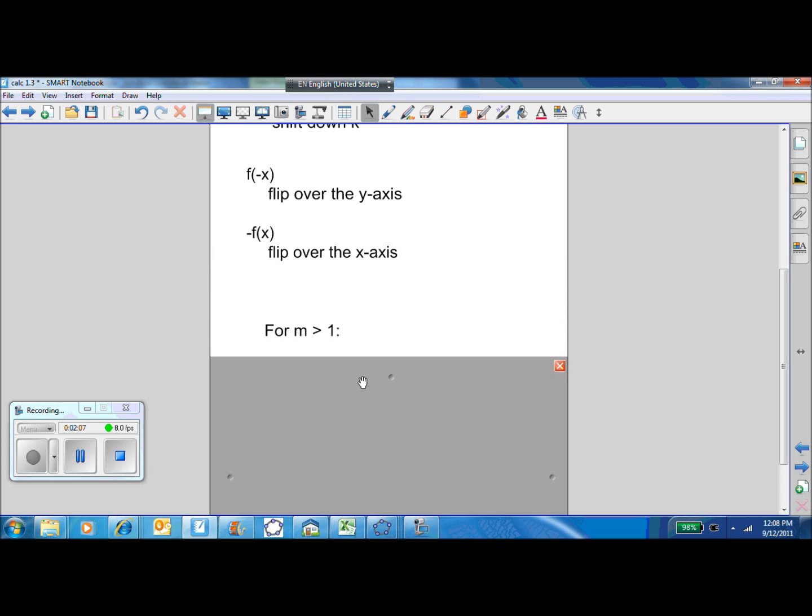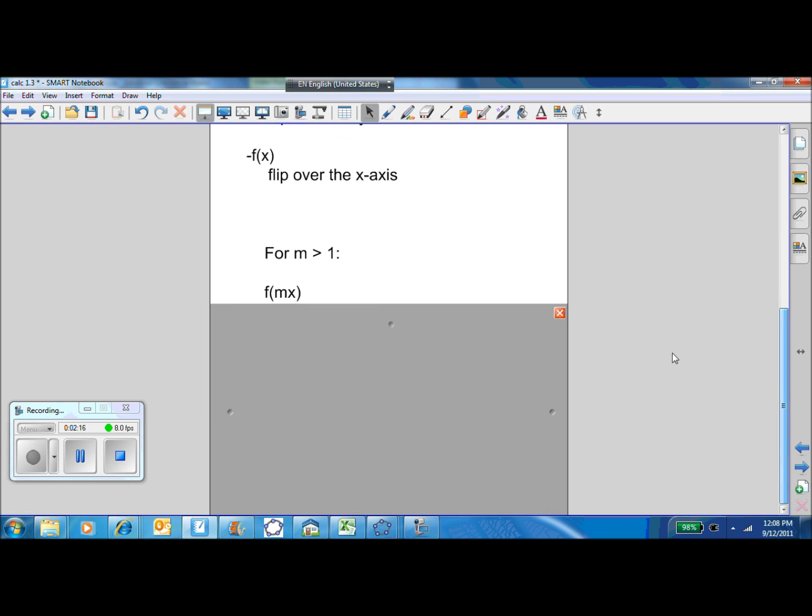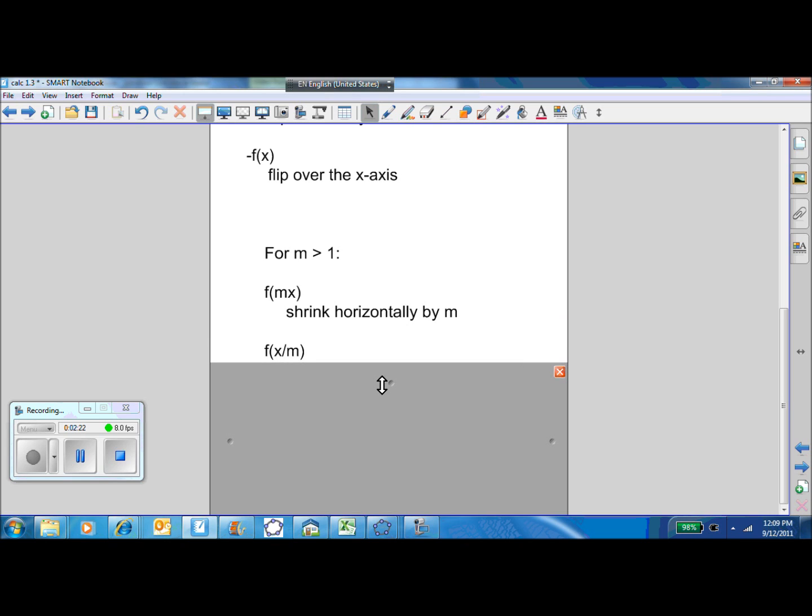Finally, stretching and shrinking. For m greater than 1, f of mx, this is affecting the x-coordinates, but since it's right next to the variable, it's going to do the opposite thing we expect, so it's actually a shrink by a factor of m horizontally. f of x over m is therefore a stretch horizontally by a factor of m.